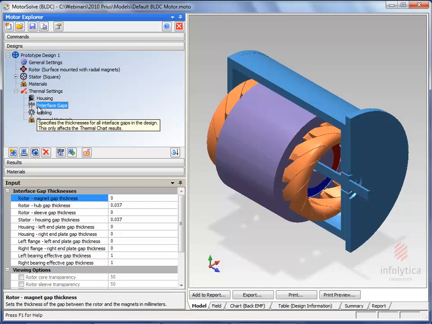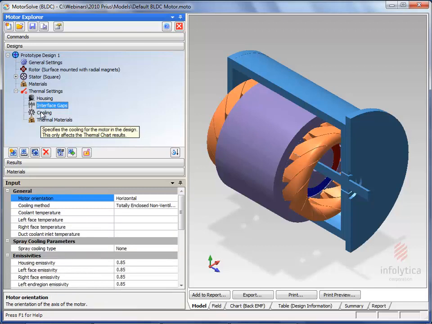Then we have an interface area which allows you to describe constructs that we're calling interface gap. And anytime that you have two surfaces that meet, there's an equivalent thermal surface associated with that gap, and we allow you to enter an associated thickness for that gap, and this is very dependent upon manufacturing processes, and that's why we have factors that you can adjust.